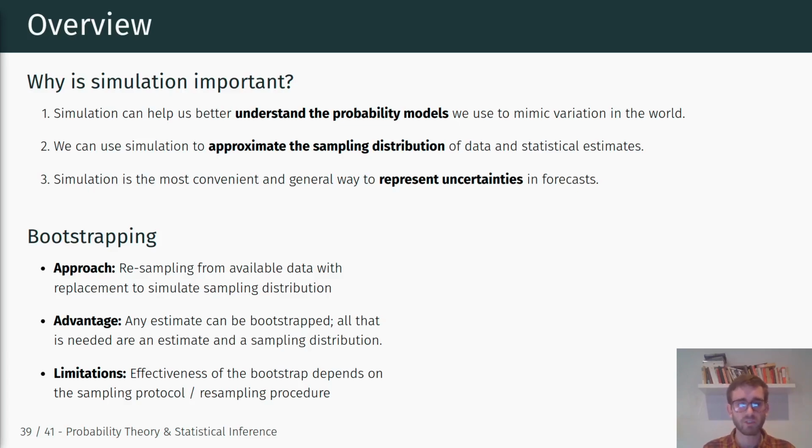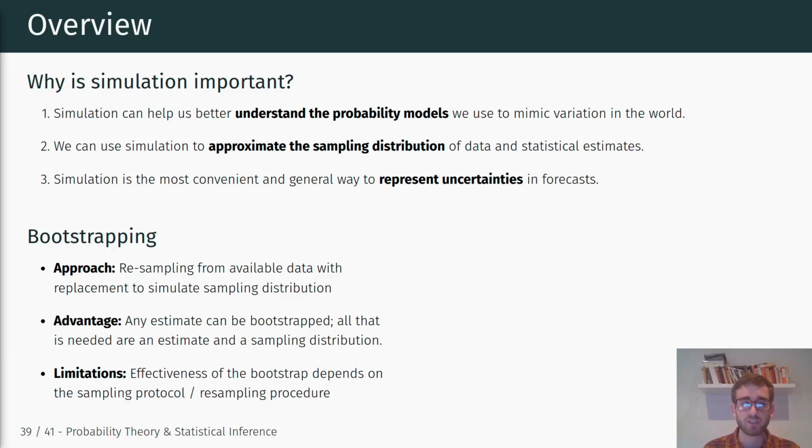The advantage, of course, is that ultimately it's very general, right? Ultimately any estimate, as soon as you can compute a point estimate, you can create a bootstrap uncertainty estimate around that, right? Ultimately, all you need is an estimate and some kind of sampling distribution or some kind of sampling process that you can repeat again and again.